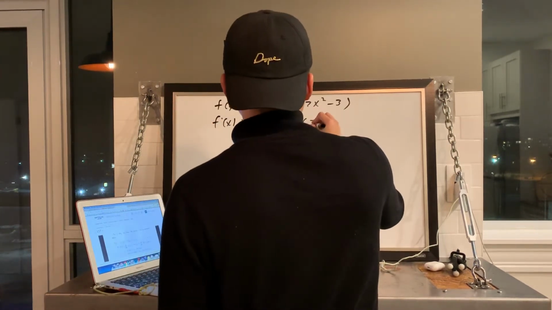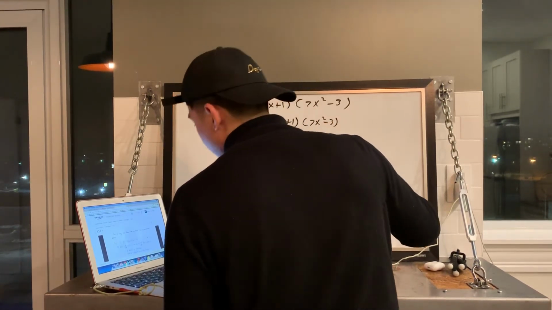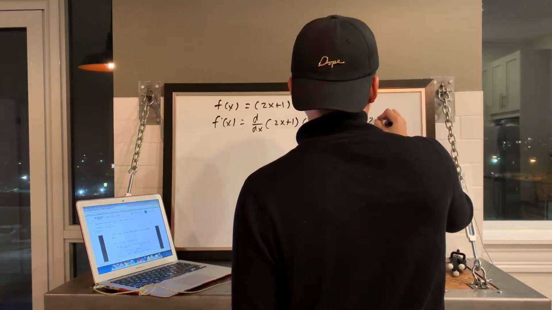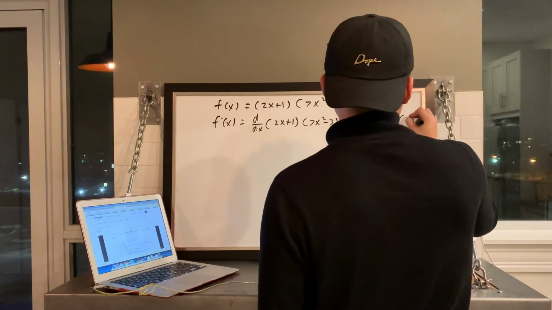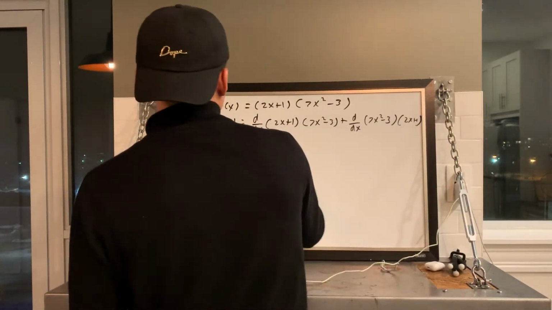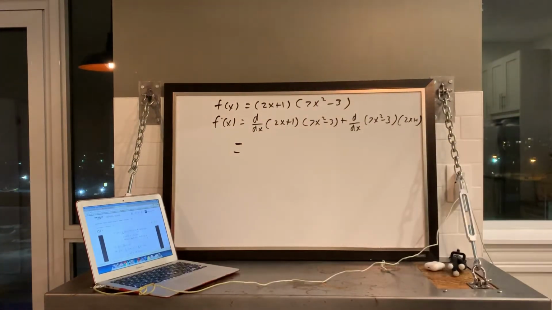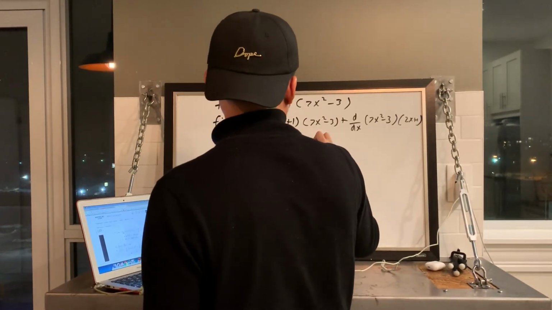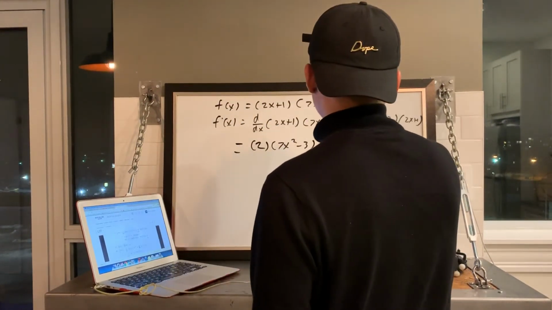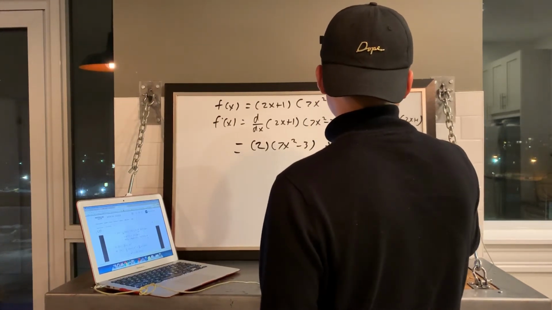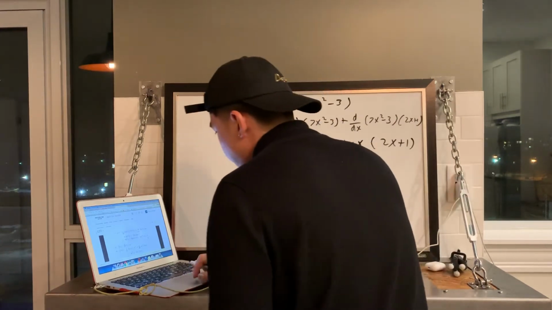You leave the second one. And then you add the derivative of the second one, you leave the first one, okay? So what you get is the derivative of 2x plus 1 is just 2. So you get 2 times 7x squared minus 3 plus 14x times 2x plus 1, right?